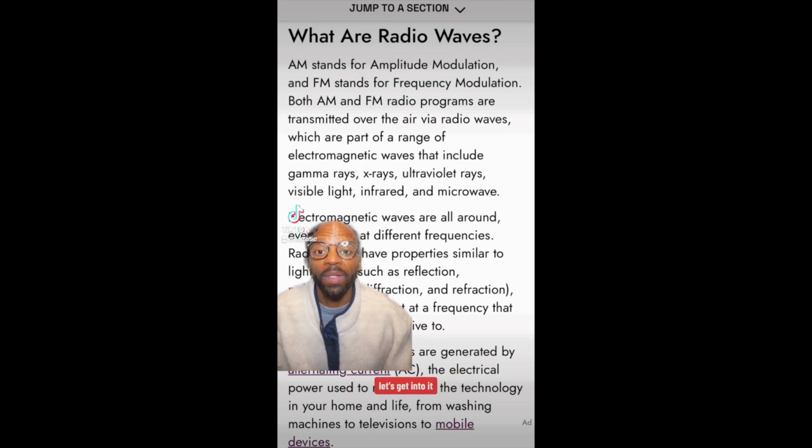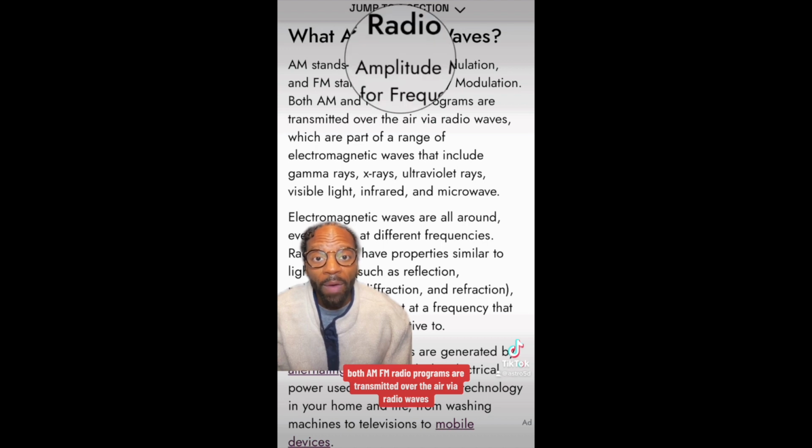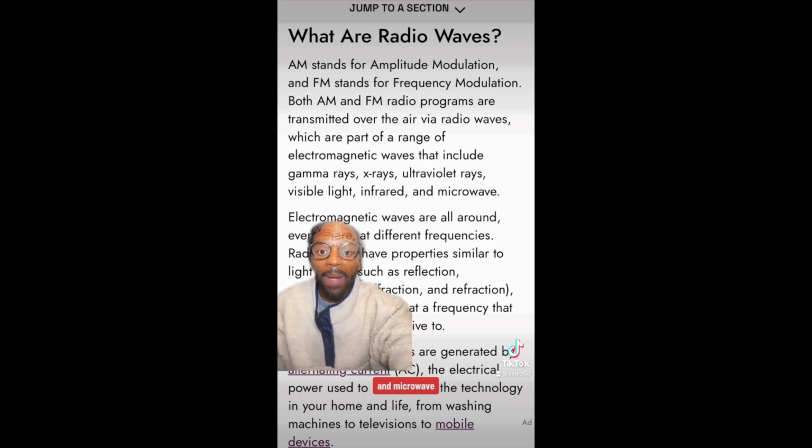Let's get into it. So, let's start off with what are radio waves? AM stands for amplitude modulation and FM stands for frequency modulation. Both AM and FM radio programs are transmitted over the air via radio waves, which are part of the range of electromagnetic waves that include gamma rays, X-rays, ultraviolet rays, visible light, infrared, and microwave.